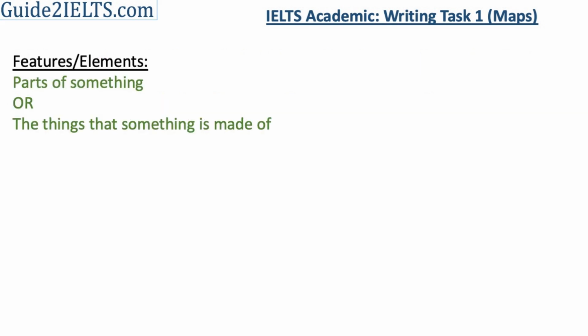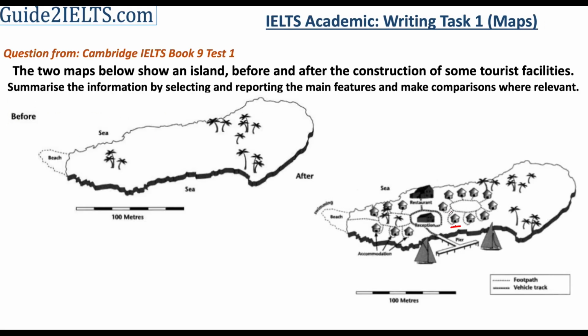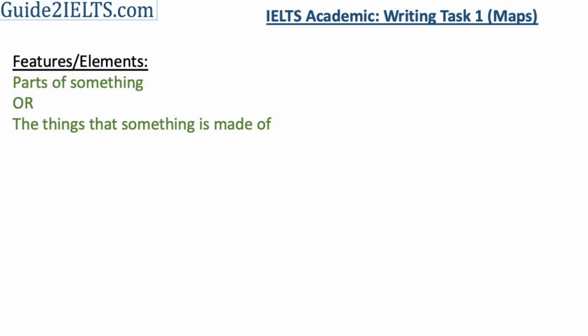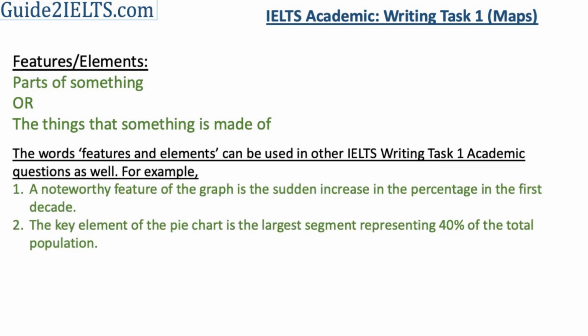The words features and elements mean parts of something. That is, the things that something is made of. In a map, the houses, shops, roads, trees, etc. are all features of that map. These words can be used for other writing task 1 academic questions as well. That is for graphs and processes.